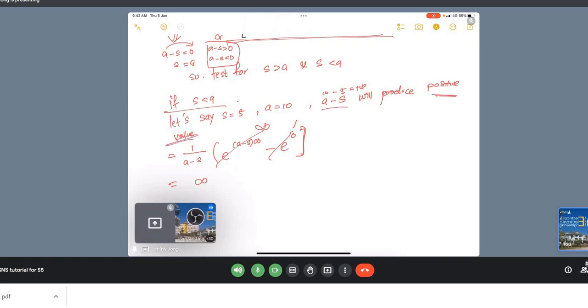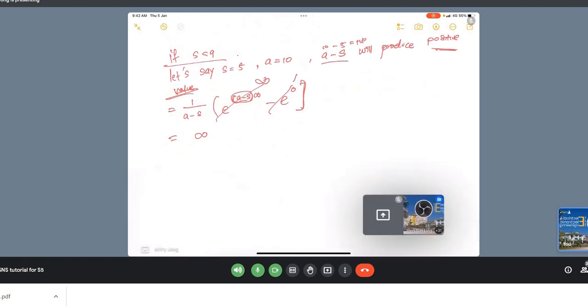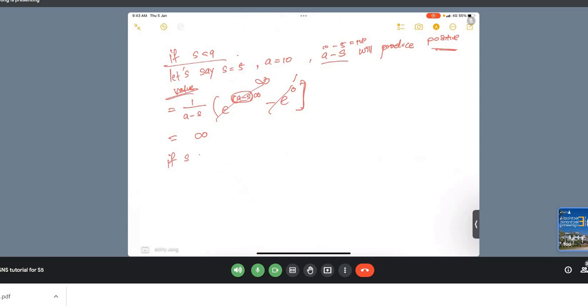So when you get positive value, here you just substitute with the positive value, a minus s. You multiply with infinity, so exponent infinity, you get infinity. So that is how you get infinity. Now you try for if s more than a.